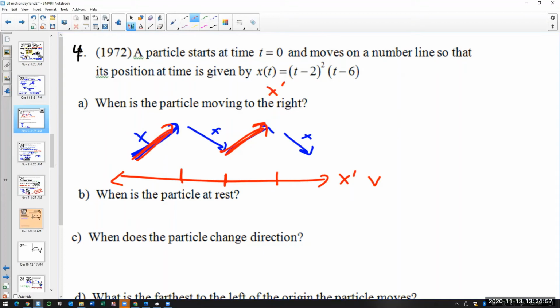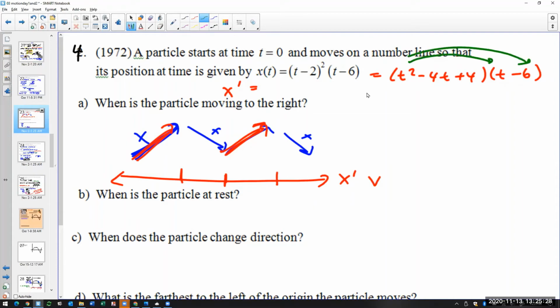So what is x prime? Well, x prime is the derivative of this. There are lots of ways to do it. We can FOIL this out. We could go, this is t squared minus 4t plus 4 times t minus 6, then FOIL that out. Do you want to do that, or do you want to use the chain rule? I don't really care. Okay, let's just FOIL this out. If you remember how to do this, you take your t squared and multiply by these two things, so that's going to be t cubed minus 6t squared. Then you take your next one.